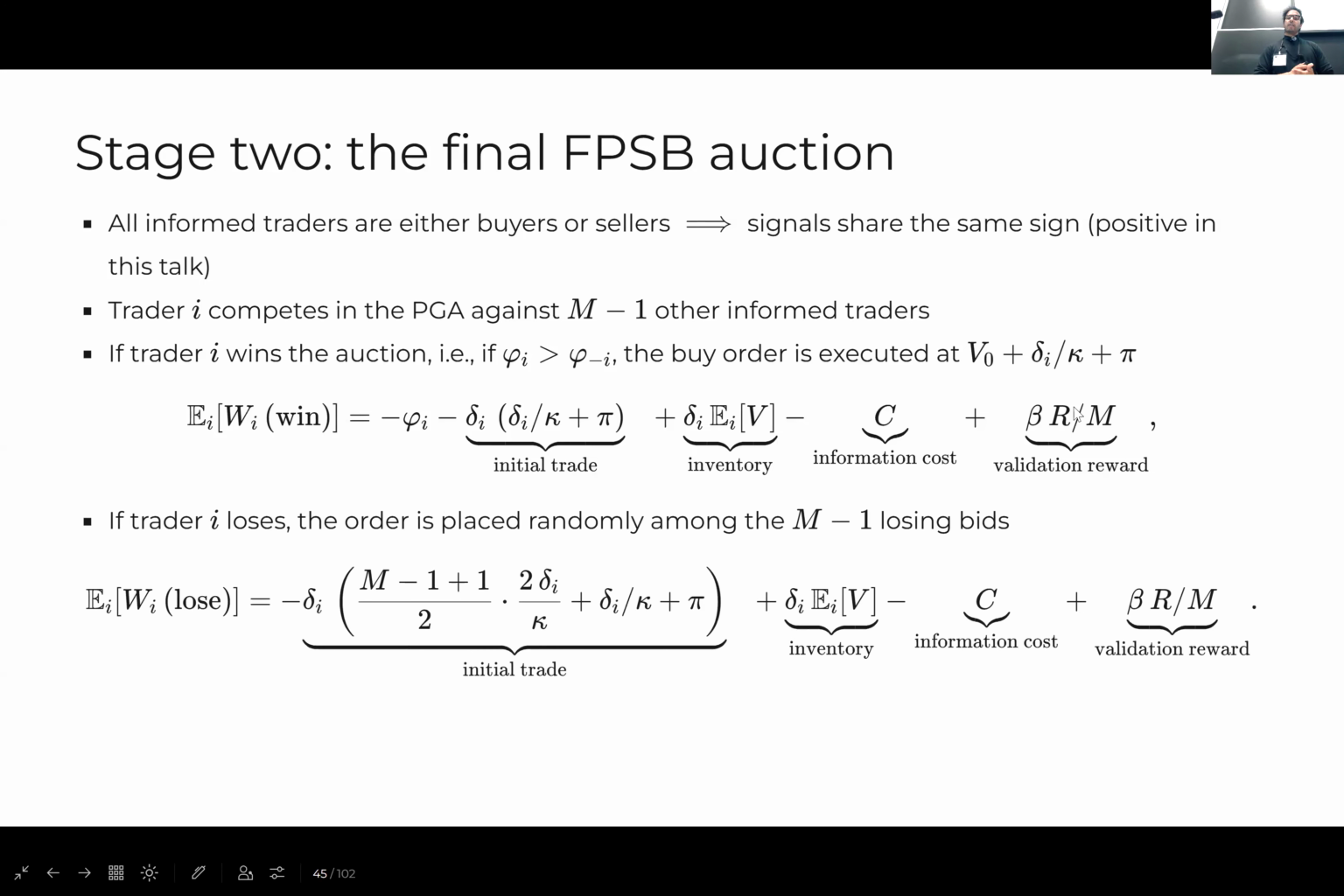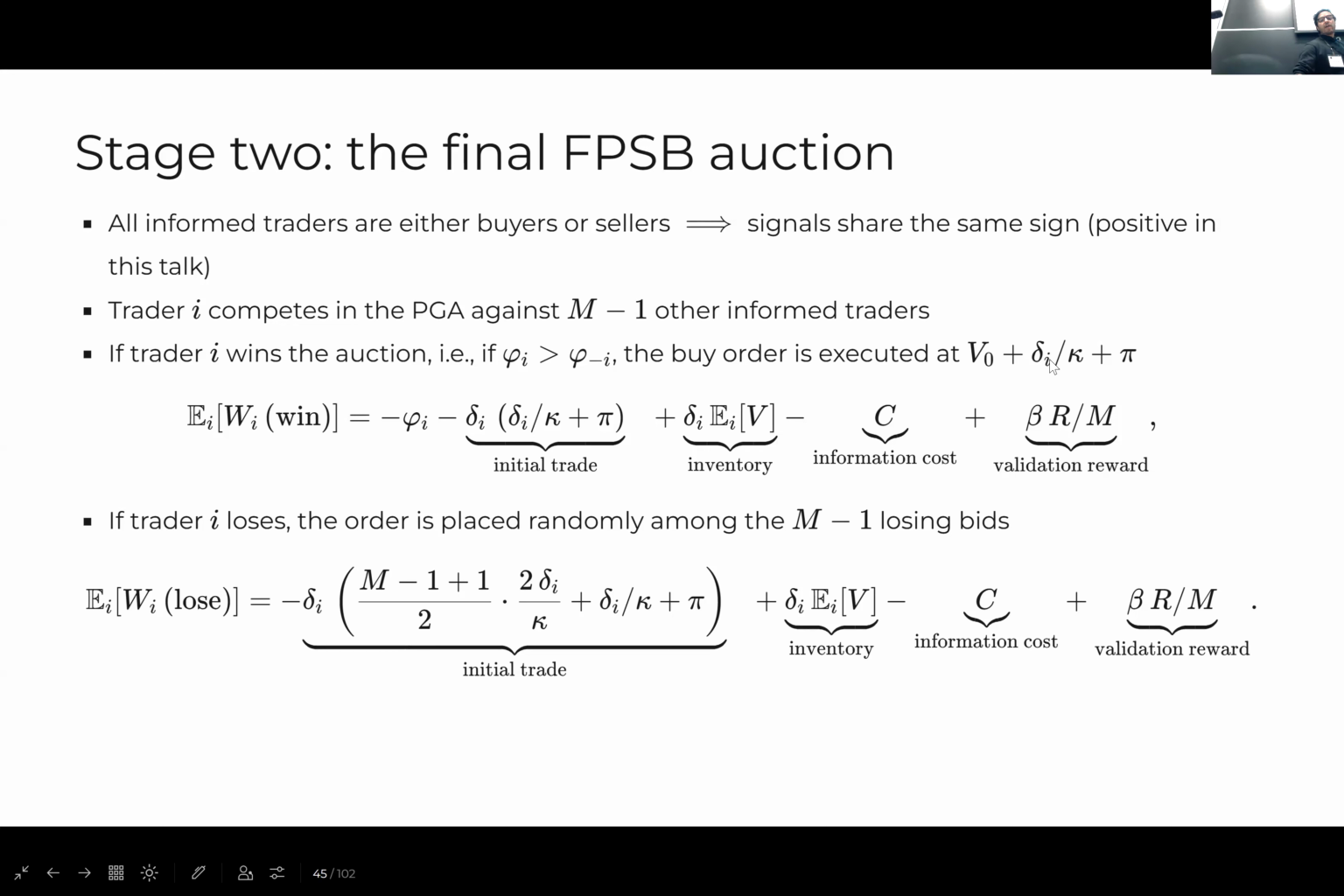However, if I lose, my order will be, exactly as Patrick said, randomly placed among the M-1 losers. In that case, I don't pay the priority fees anymore. However, I get executed at the worst price. And what is this worst price? Remember that I told you that 2 over kappa is the instantaneous impact of a trade of quantity delta. So here, I have M-1 over 2, which is the average number of people that will be before me. But I have a +1, because of the winner of the auction. So all of this gives us, if I remember well, M delta over kappa. So there is the impact of people that got priority over me.